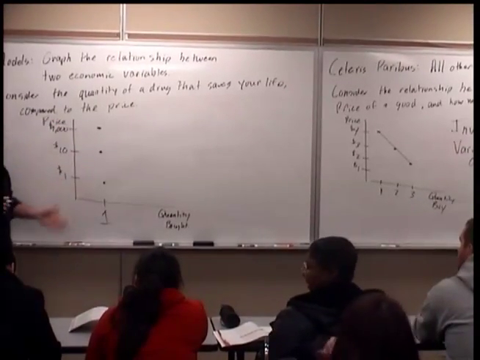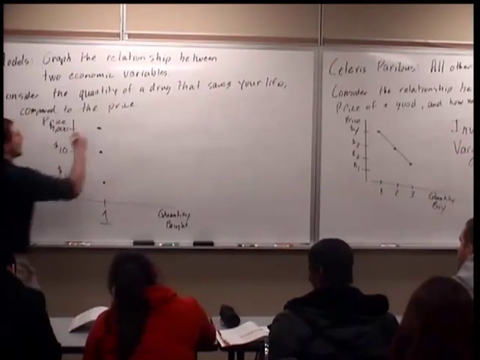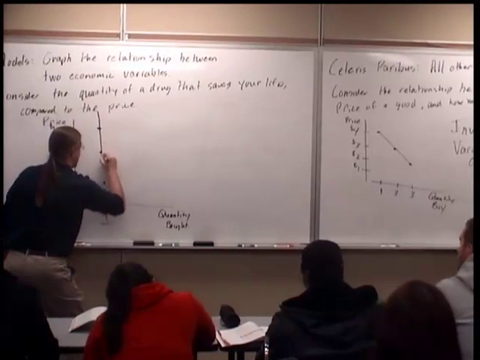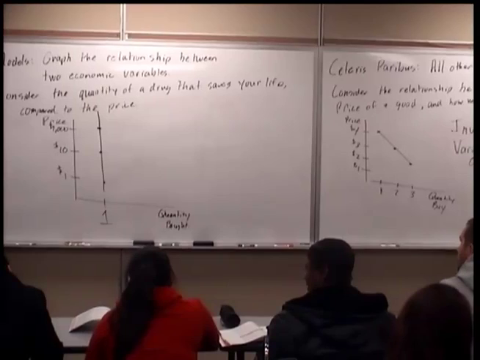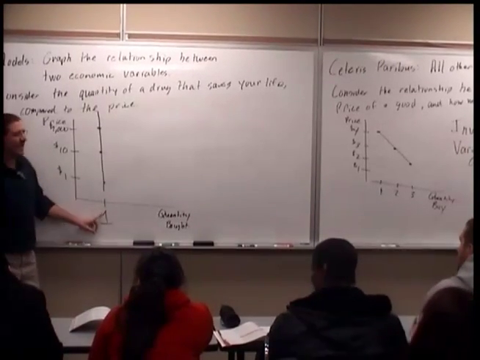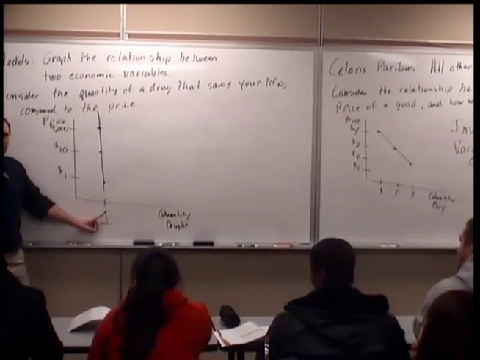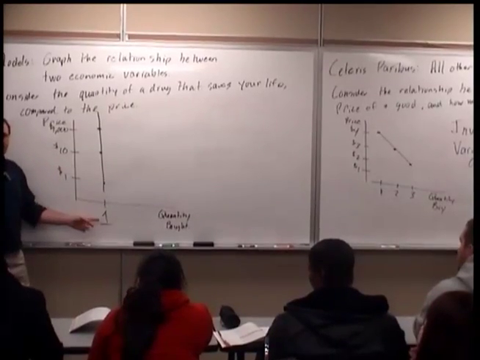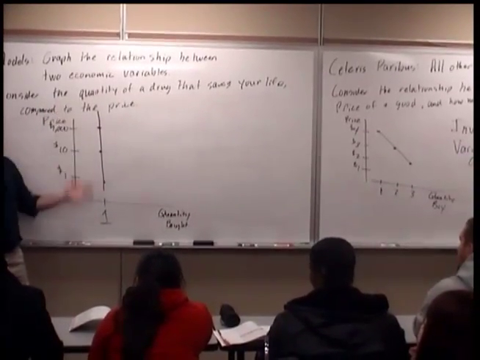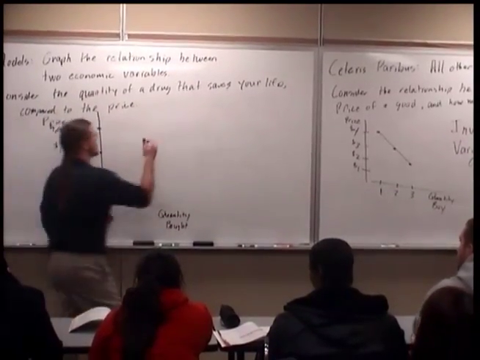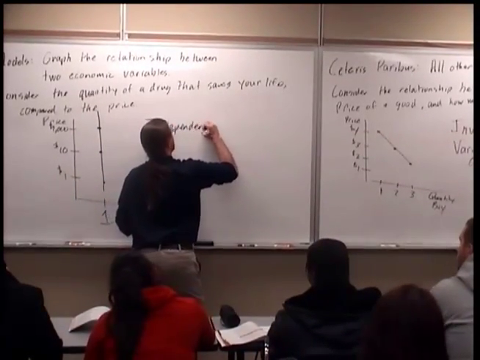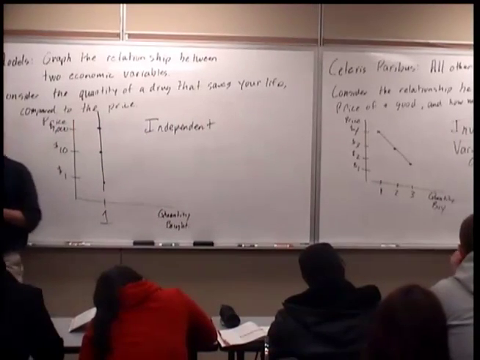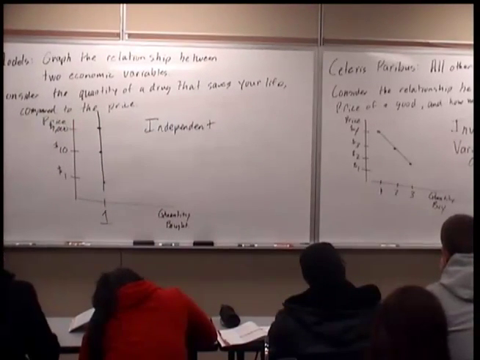Now, we've got our 3 points. We can create our line. What kind of a line do we draw? Straight up and down, a nice vertical line. So does the price affect how much you're going to buy? No. If it's $1, doesn't matter. You're still going to buy 1. If it's $1 million, you're going to buy 1. This means the variables are independent. They're not related in any way, shape, or form.